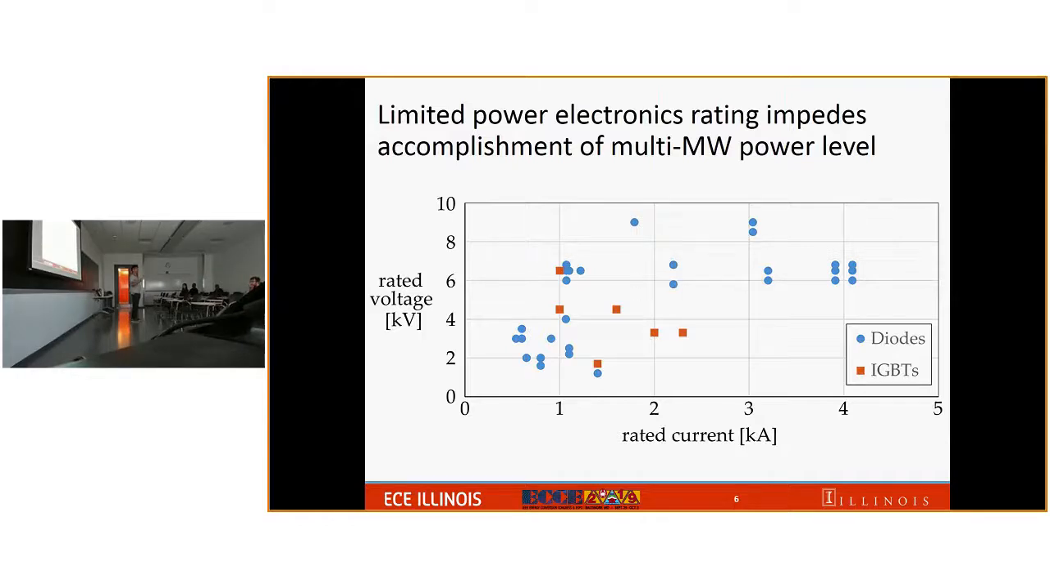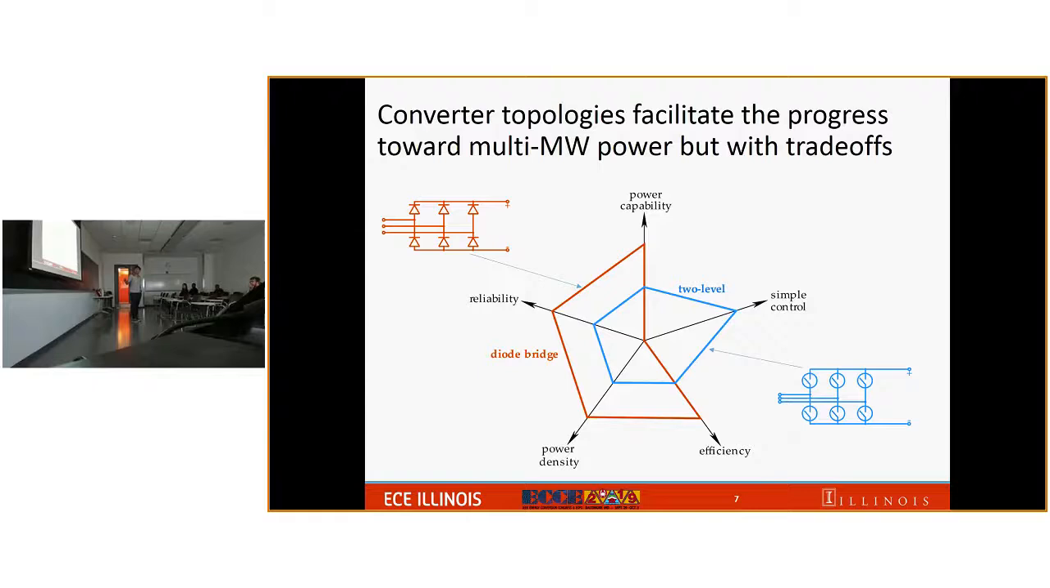If we look at the diode, it has a wider range of voltage and current. However, the topology based on the diode doesn't allow you to control the power flow, although it has very high power capability, high reliability, high power density, and high efficiency. So in order to control the power flow, we need to use the two-level converter based on IGBT. When we go to the active switches, we can control the power flow, but the power capability will reduce because of the reason I just presented in the previous slide.